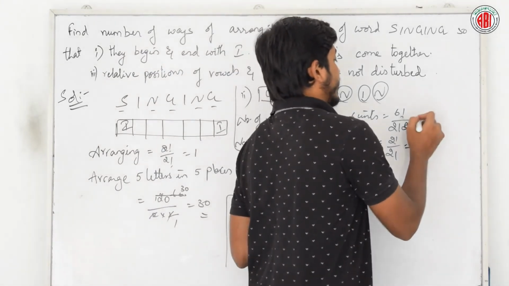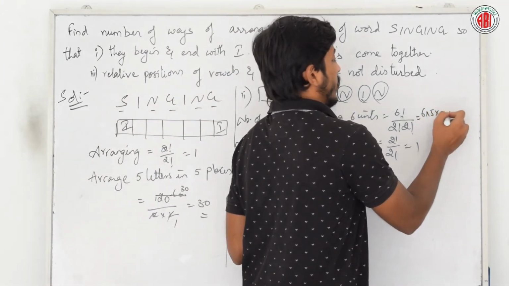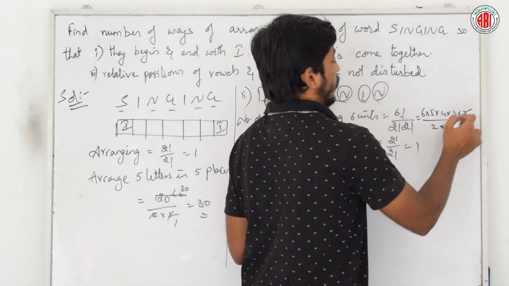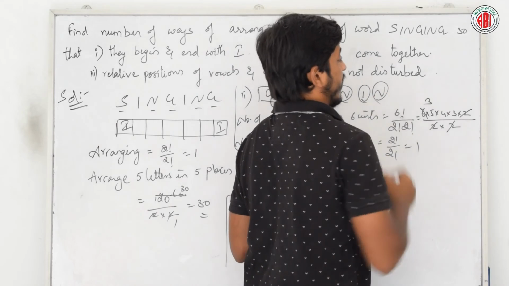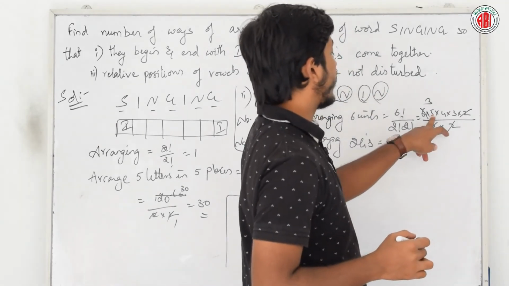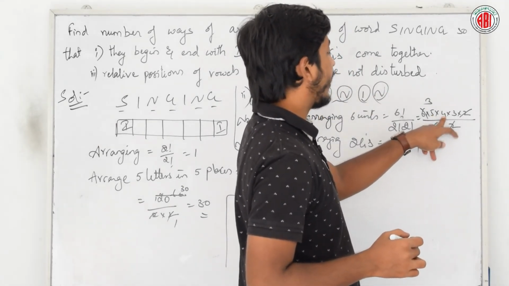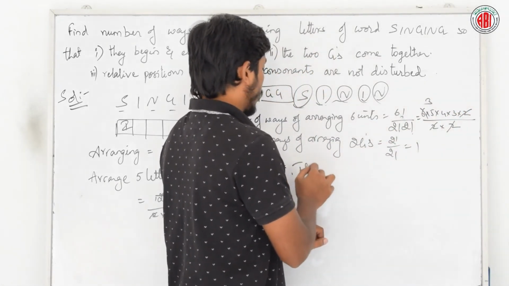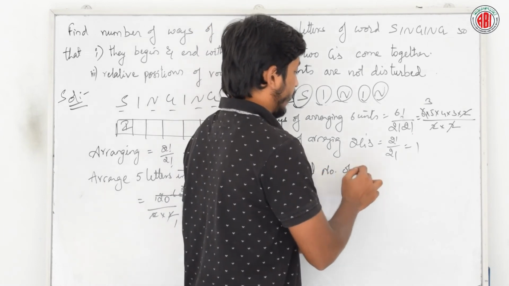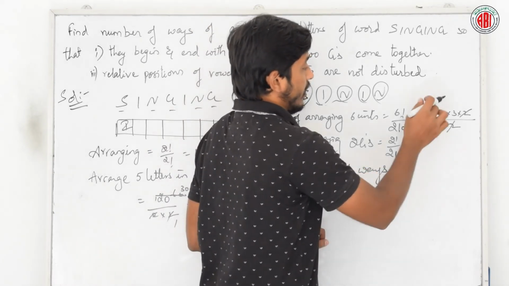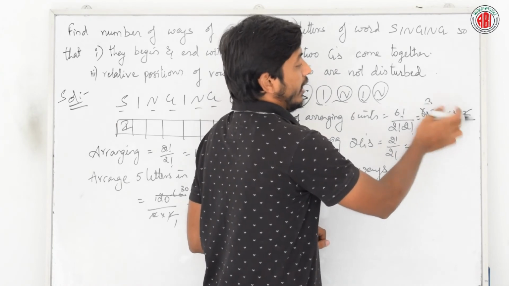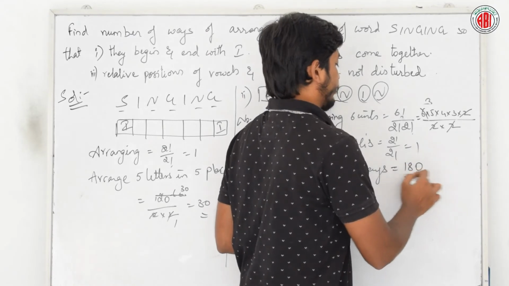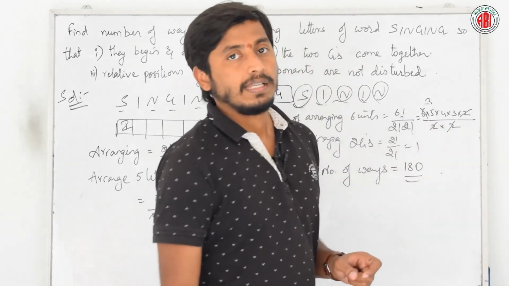So the total ways are 6, 5, 4, 3, 2 divided by 2 into 2. 1, 2 and 1, 2. Here 1, 2 and 1, 3 will get cancelled. So we'll be left with 5 4s are 20, 3 3s are 9. So the total number of ways of arranging is 5 4s are 20, 20 into 9, 9 2s is 180. Is it right? Is it simple?